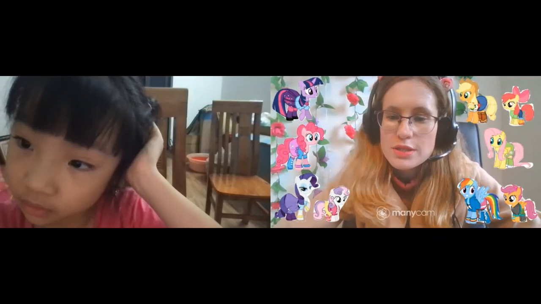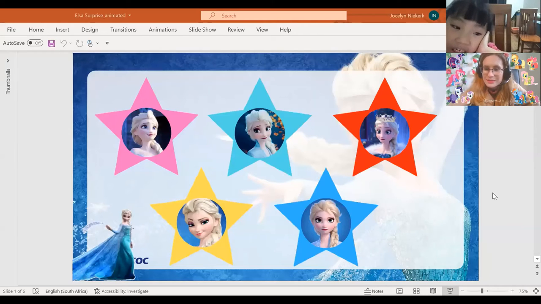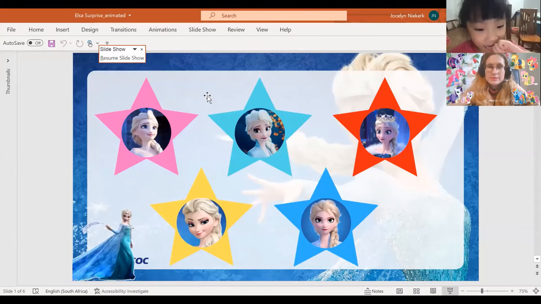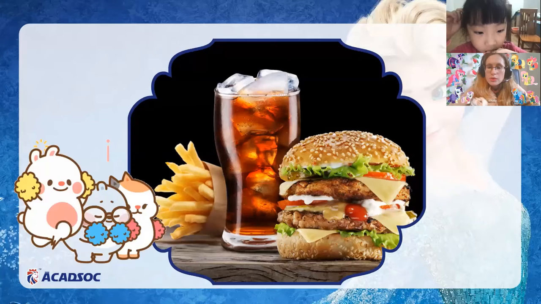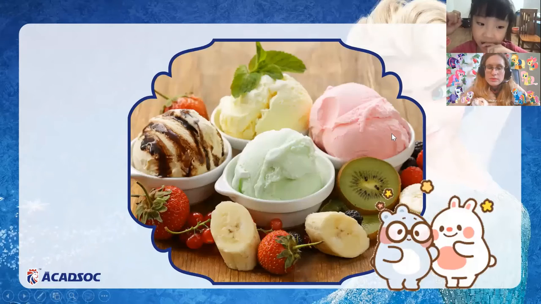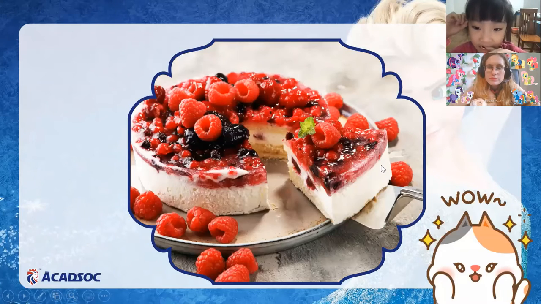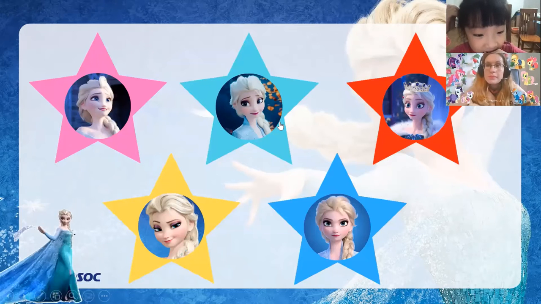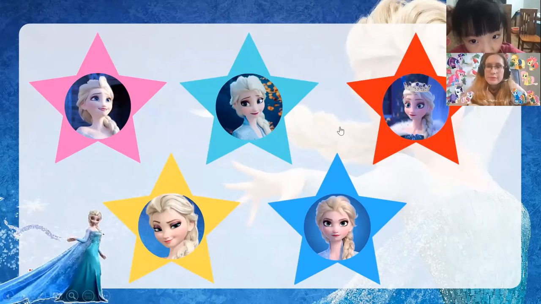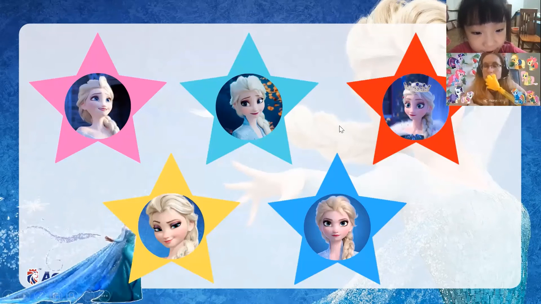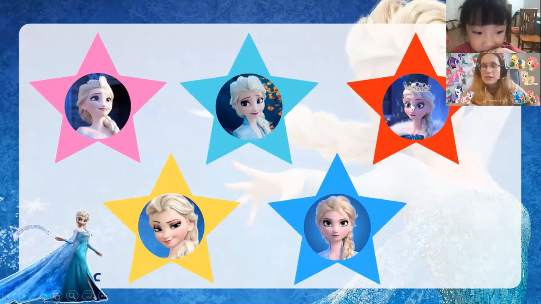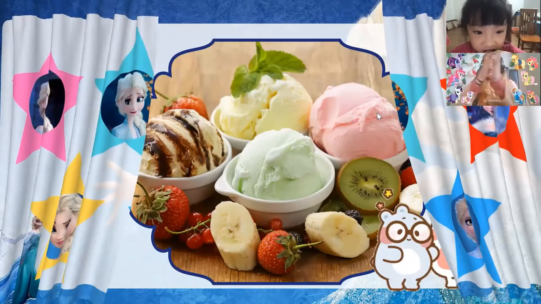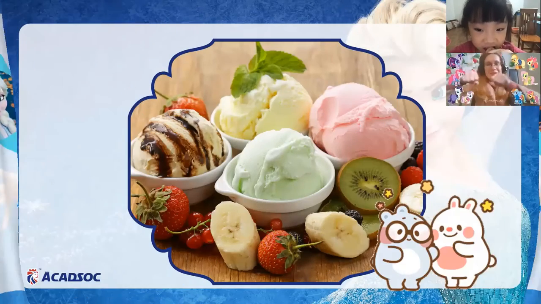Let's choose a star. Which star do you want? What color star do you want? I like this. Blue, yellow. Red. Red. Oh, yummy ice cream.